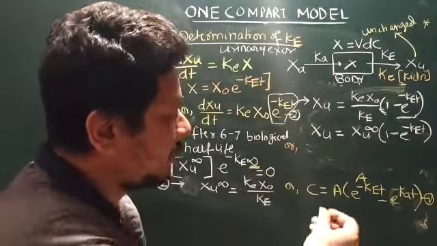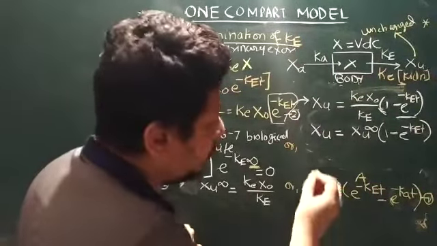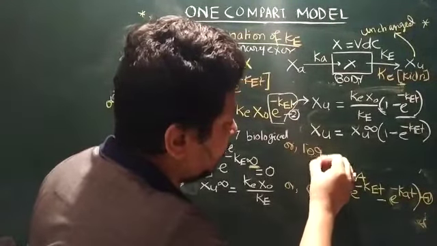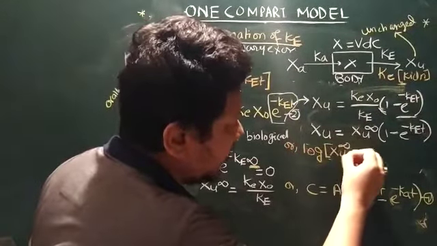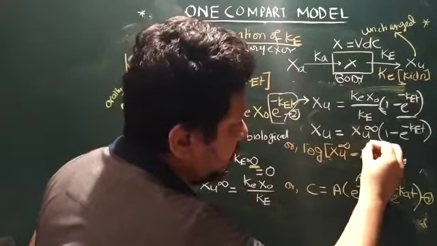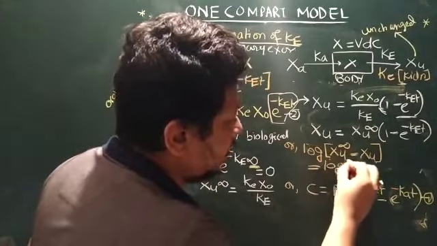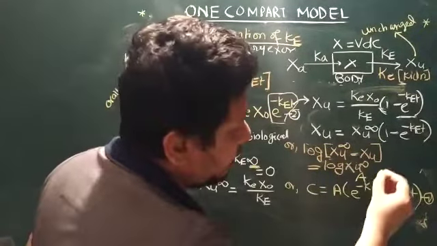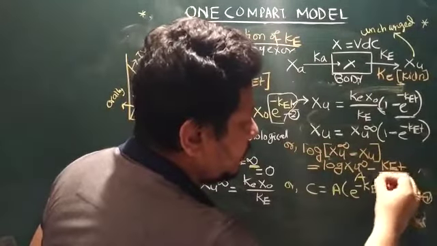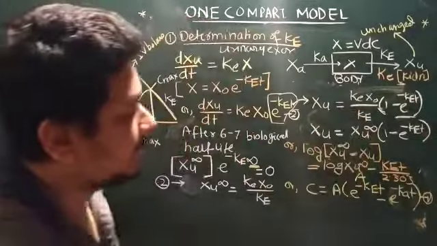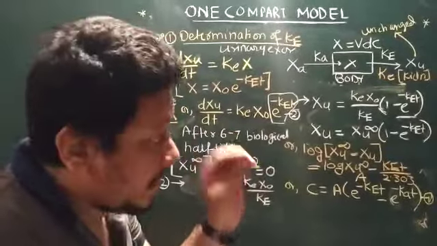So over here, if I consider this in a logarithmic form, what logarithmic form do I get? Log in bracket XU infinity minus XU is equal to log XU infinity minus Ket upon 2.303. This is now the logarithmic form of urinary excretion data analysis.